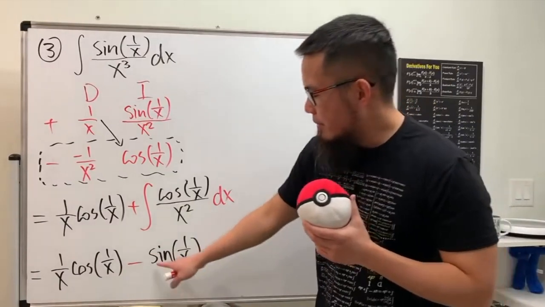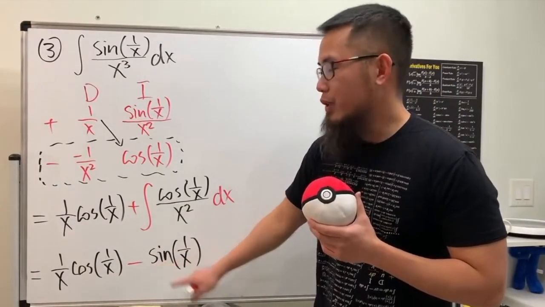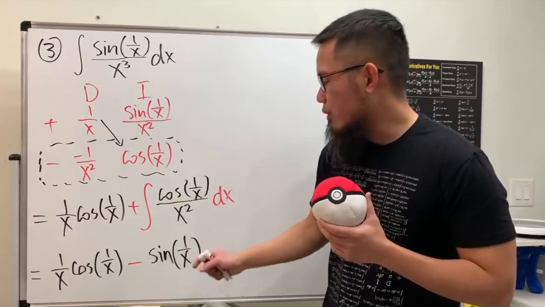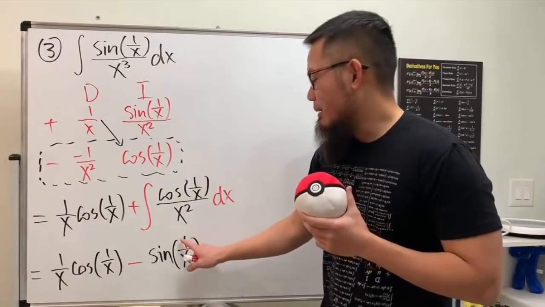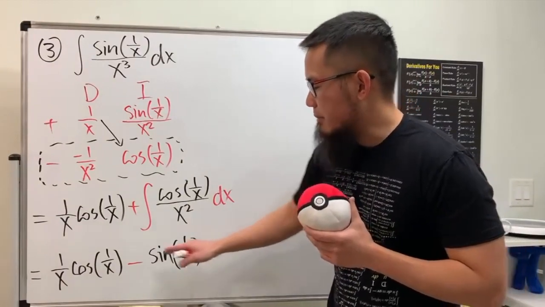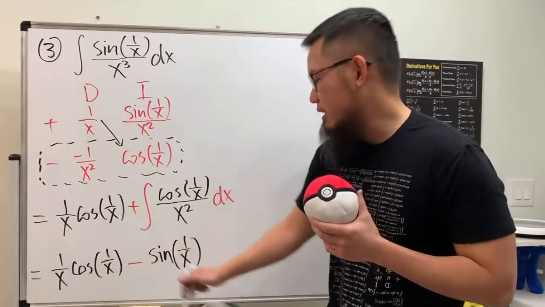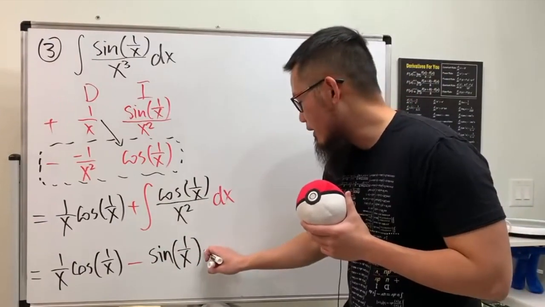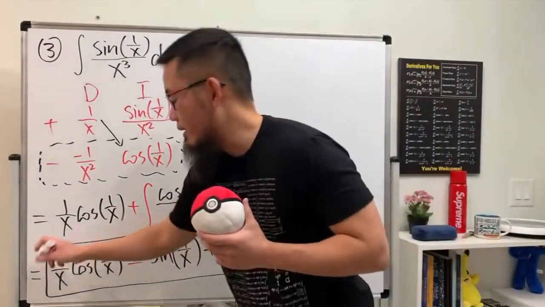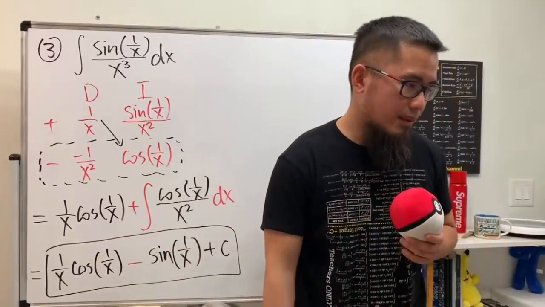Why minus? Because when you're differentiating sine, you get cosine, and the input stays the same. But use the chain rule, multiply by the derivative of this, which is negative 1 over x squared. Negative times negative will give you the plus, right? So it's negative. So, ladies and gentlemen, this right here is it, plus c. So, this is number 3, right? So, that's it.